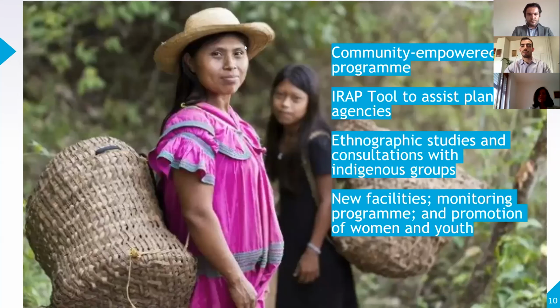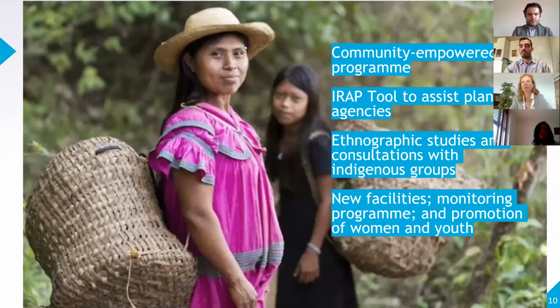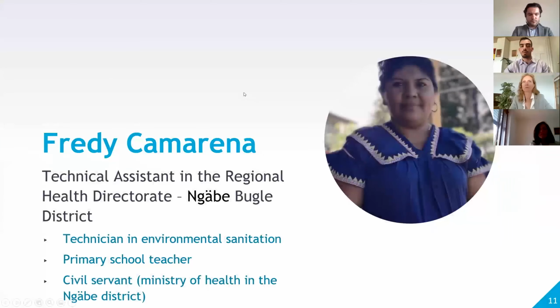As a result of this program, several new facilities were built, a water quality monitoring program was launched, and 4 new social enterprises were created to promote women and youth entrepreneurship. We're fortunate enough to have Fredy Camarena with us today, a community leader and technical assistant in the Regional Health Directorate of the Ngobe Bugle District. Fredy has gained experience in the field of environmental sanitation over the years and is also an active member of the community, as illustrated by her role as a civil servant and as a primary school teacher.